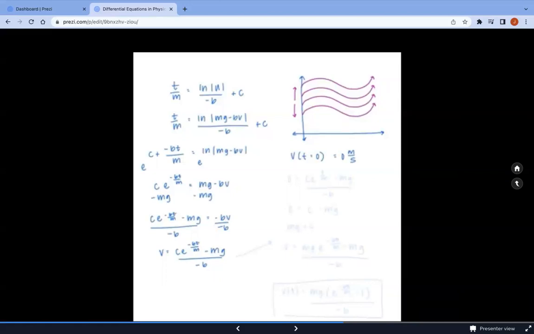Plugging 0 and 0 into our differential equation, we can find the value of c, which is going to be equal to mg. Then we can plug our mg back into our equation, and now our final equation will be velocity as a function of time, which will be equal to mg times e to the negative bt over m minus 1 divided by negative b.